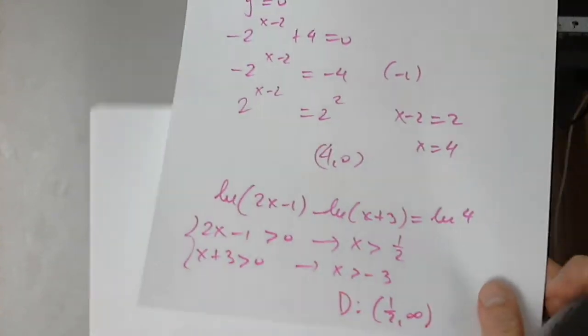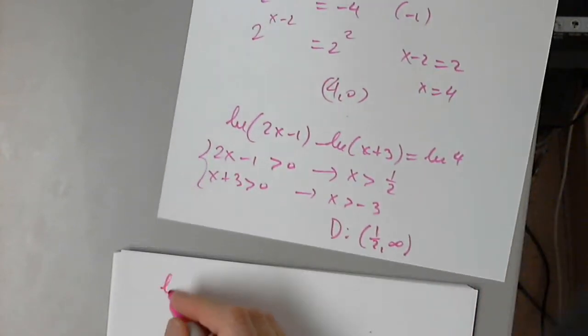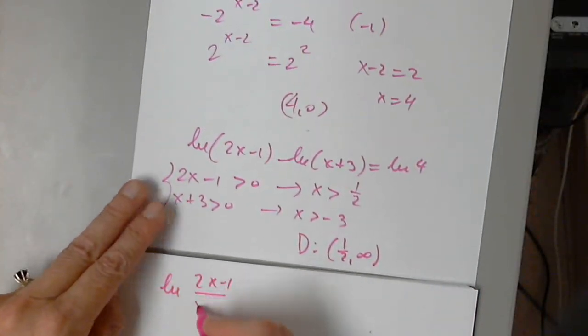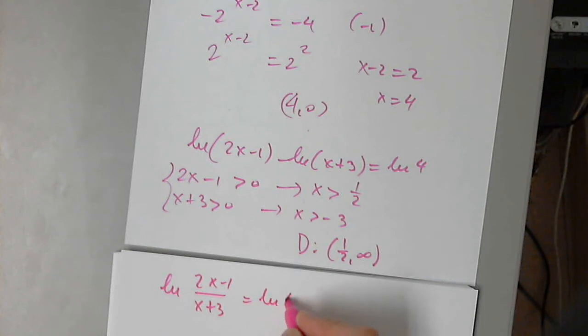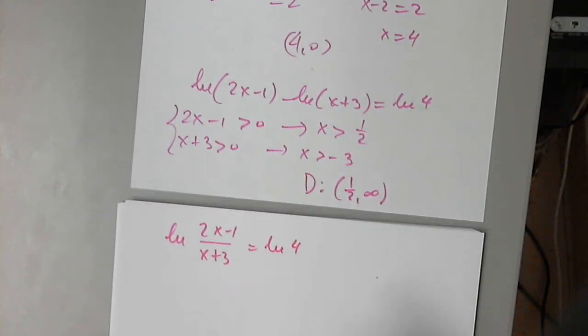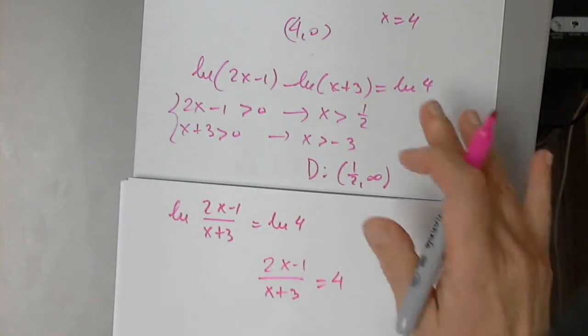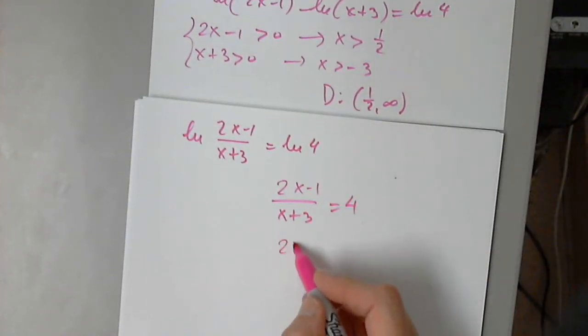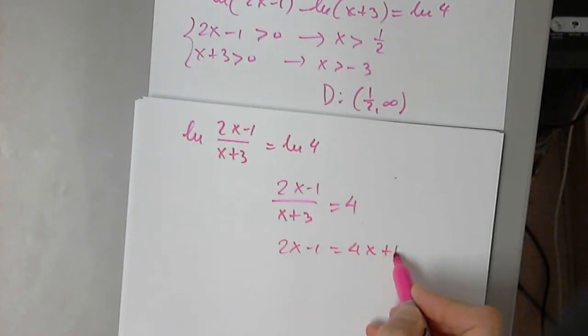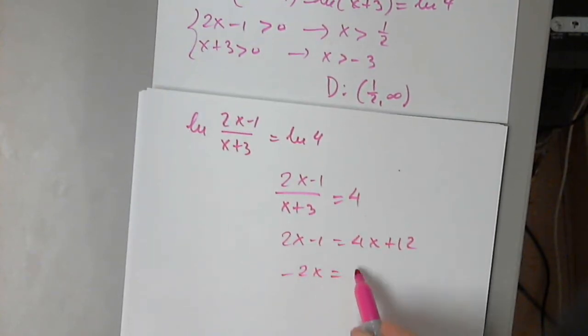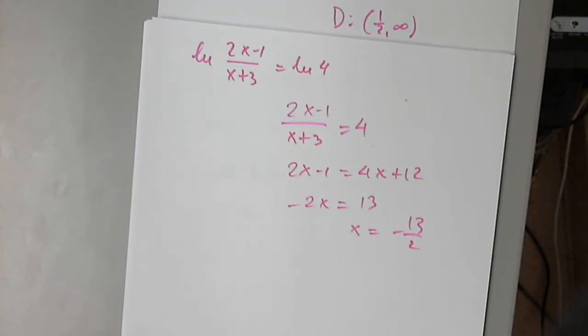Then I condense the left-hand side, which is natural log of (2x minus 1) over (x plus 3) equals natural log 4. And this is exactly what Sarmat asked an hour ago, half an hour ago. So (2x minus 1) over (x plus 3) equals 4. And we cross multiply. 2x minus 1 equals 4x plus 12. Negative 2x equals 13. x equals negative 13/2. That was one.